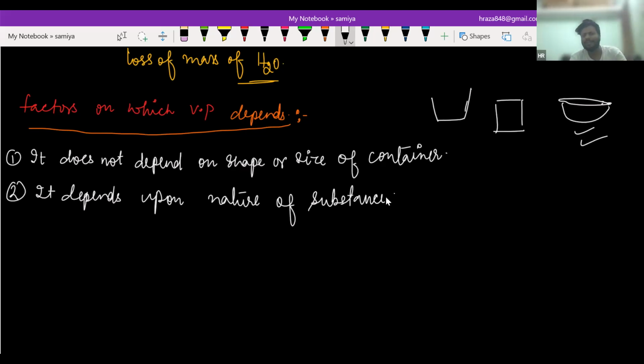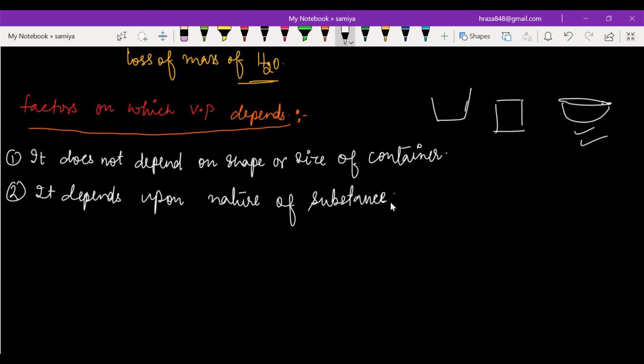So see, there is a very simple concept between it. So what is vapor pressure? A liquid that is converted into gas, basically evaporation, and that gas or vapor exerting pressure is called vapor pressure, isn't it? Is this clear, Reem? Yes.